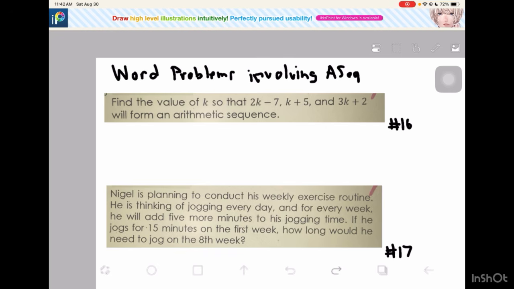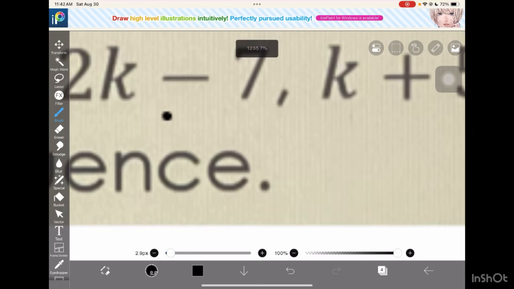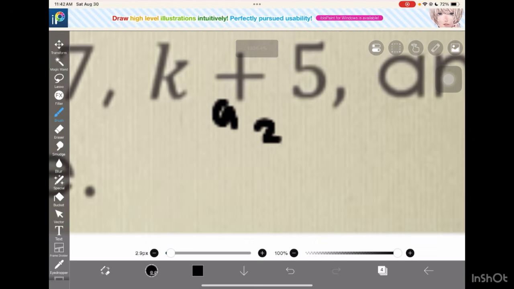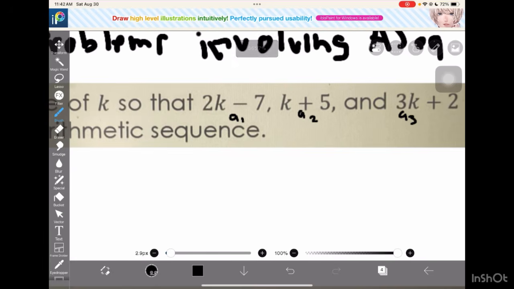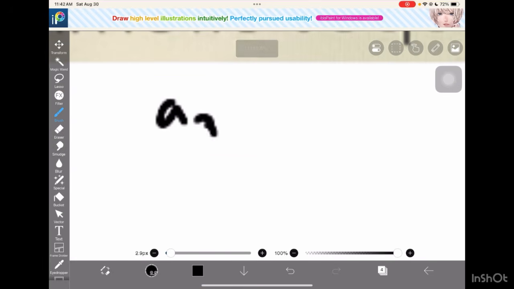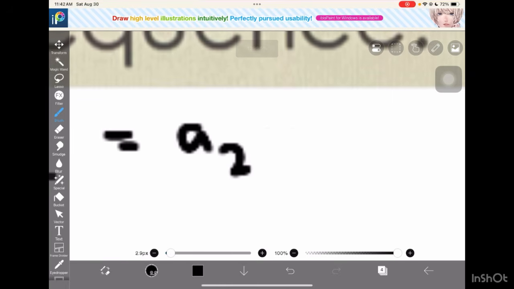Okay, arithmetic sequence word problems. The first one is: find the value of k so that 2k minus 7, k plus 5, and 3k plus 2 is an arithmetic sequence. To form an arithmetic sequence, let's imagine these are a sub 1, a sub 2, and a sub 3. Since they have a fixed common difference, we can say that a sub 3 minus a sub 2 is equal to a sub 2 minus a sub 1.